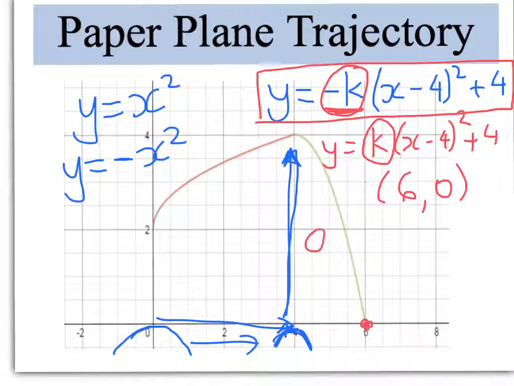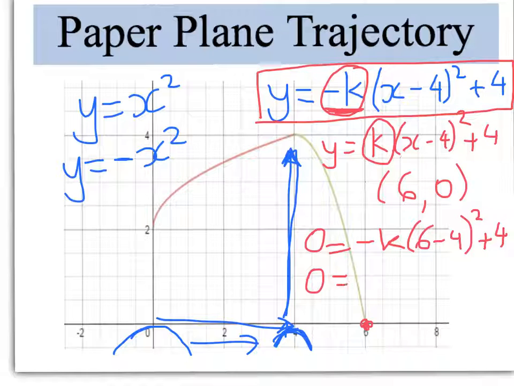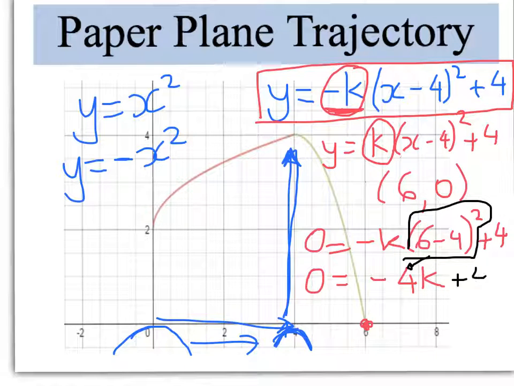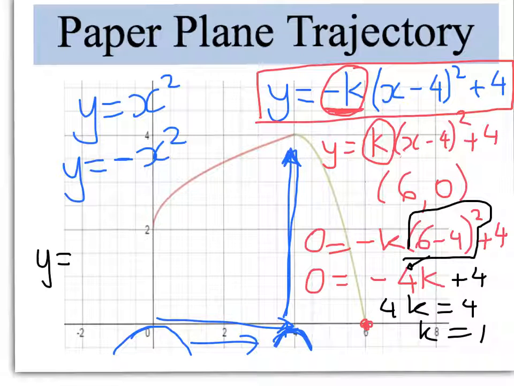So we get 0 is equal to negative k times (6 minus 4) squared plus 4. So 0 is equal to negative 4k plus 4, because the bracket is 2 squared, which is 4. So we get 4k equals 4 and k equals 1. My equation is y equals negative (x minus 4) squared plus 4.